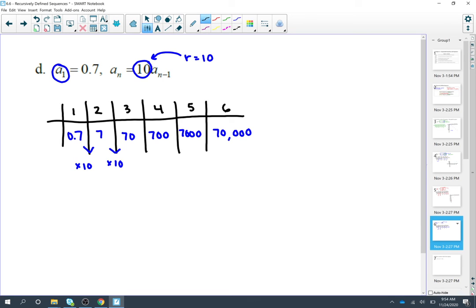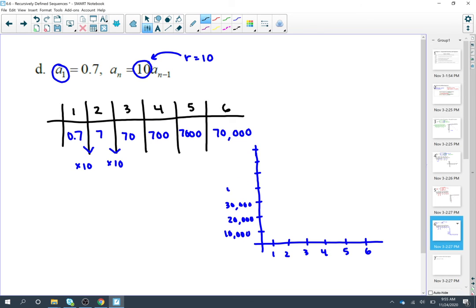Now, graphing that, well, let's see. We're going to have to get really, really big. 1, 2, 3, 4, 5, 6. And we have to get to 70,000. Oh, wow. Why don't we count by 10,000? So 10, 20, 30, 40, 50, 60, 70. So this is 10,000. This is 20,000. This is 30,000, etc. Keep going.